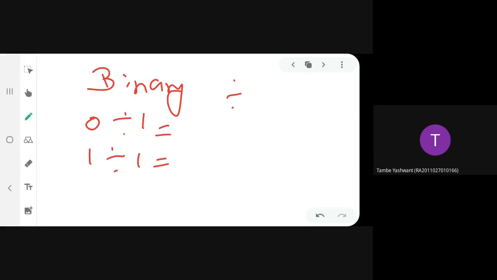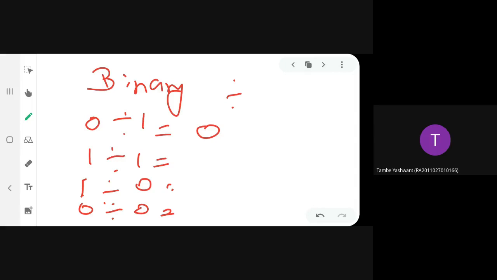Okay. So then 1 divided by 0 and then 0 divided by 0. Tell me what are the answers for these four binary division operations. You know that 0 divided by anything is always what? 0. So 0 is the answer.